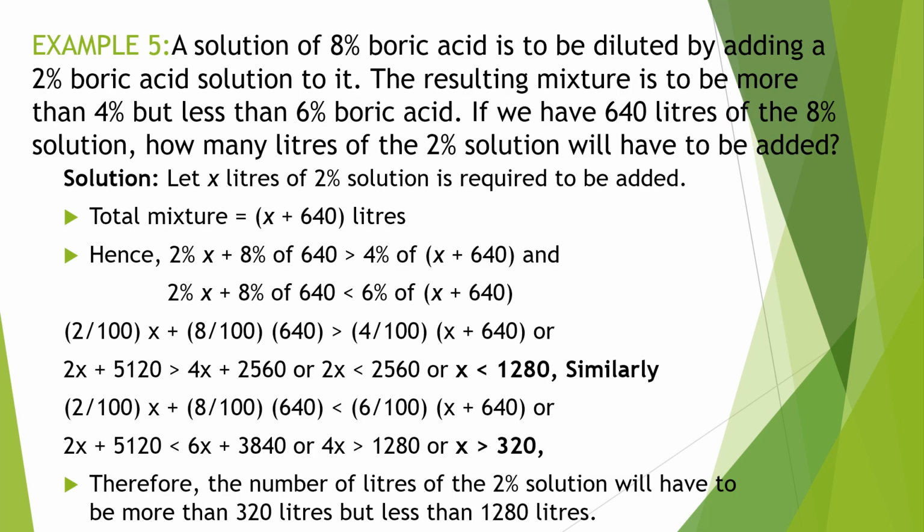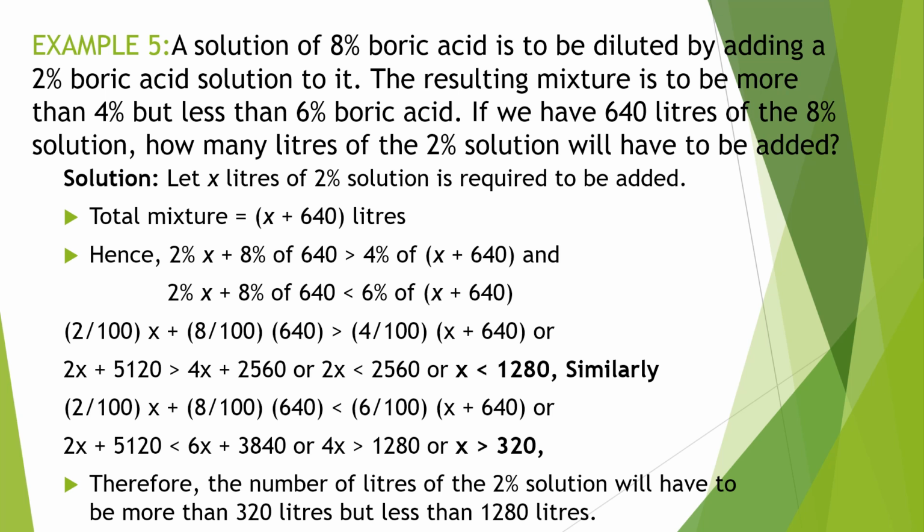Example 5. A solution of 8% boric acid is to be diluted by adding a 2% boric acid solution to it. The resulting mixture is to be more than 4% but less than 6% boric acid. If we have 640 liters of the 8% solution, how many liters of the 2% solution will have to be added? So we have to find how many liters of 2% solution have to be added. Let that be equal to x. So the total mixture is, right now it is 640 plus we add x. So 640 plus x liters.